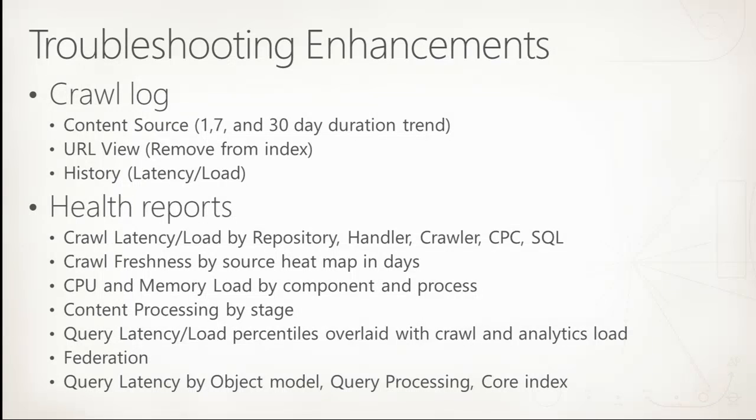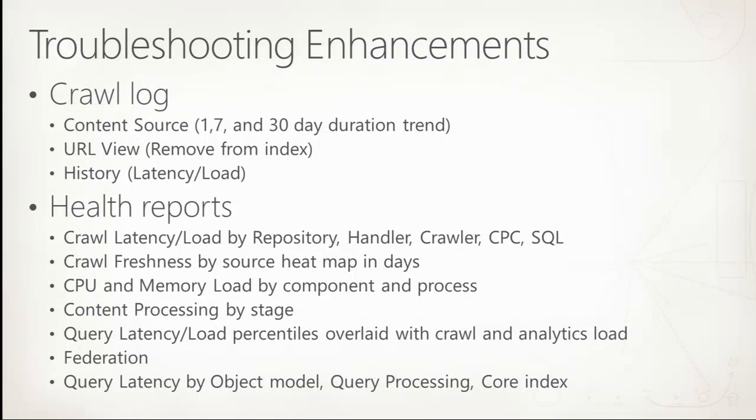So I mentioned the health reports. This has completely been redone. We've got a whole new set of features. I've listed here some of the highlights of the crawl and query health reports. On the crawling side, you've got latency and load broken down by repository, handler, crawler, content processing component, as well as SQL. This is really great because you can see exactly which part of the process the latency is coming from for crawling, and how many documents are caught up in each of these different areas. That's a level of granularity we haven't had before.